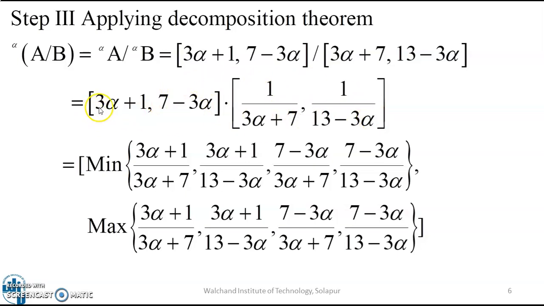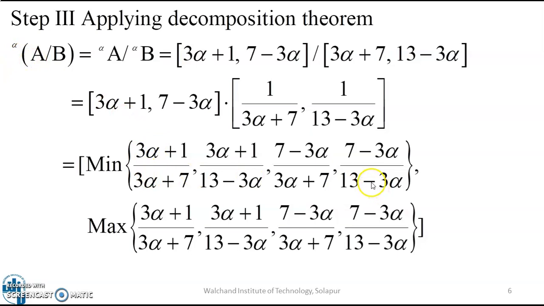Now multiplying 3 alpha plus 1 with the initial and end point, we get 3 alpha plus 1 upon 3 alpha plus 7, and 3 alpha plus 1 upon 13 minus 3 alpha. Multiplying 7 minus 3 alpha with the initial and end point, we get 7 minus 3 alpha upon 3 alpha plus 7, and 7 minus 3 alpha upon 13 minus 3 alpha. The minimum of these four expressions will be the initial point, and the maximum of these four expressions will be the endpoint of this alpha cut.